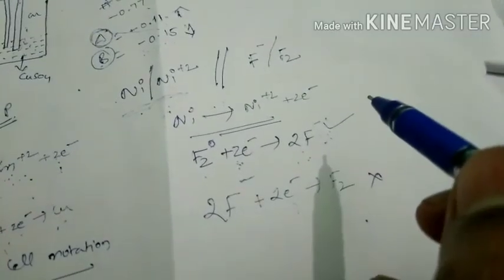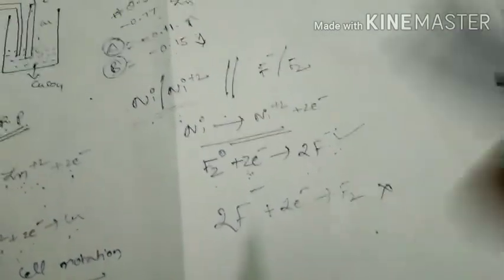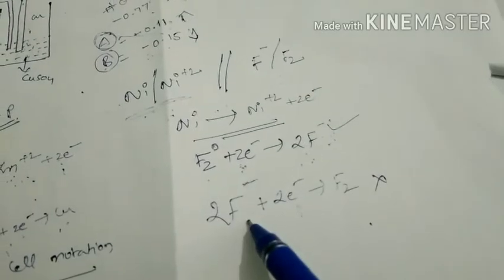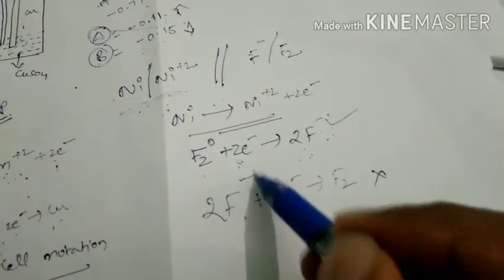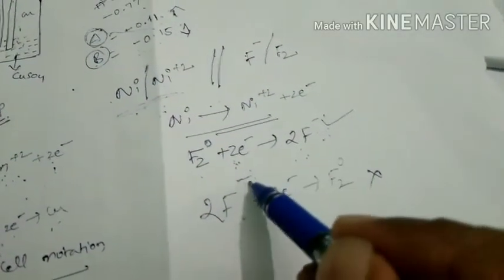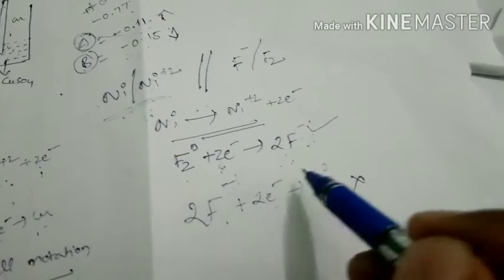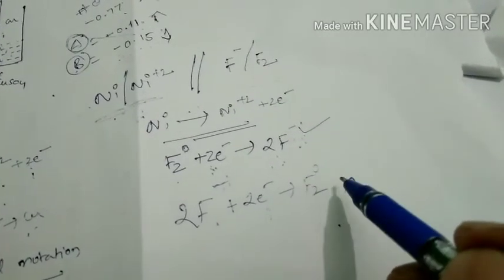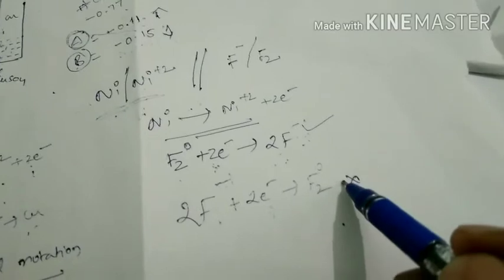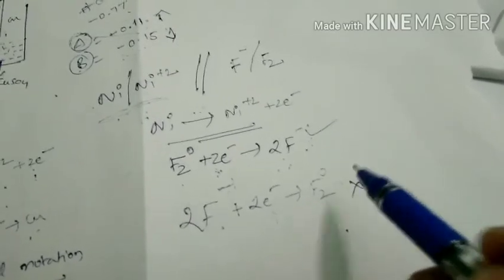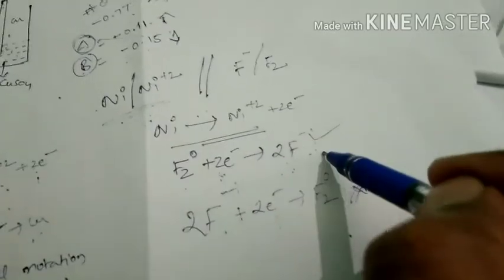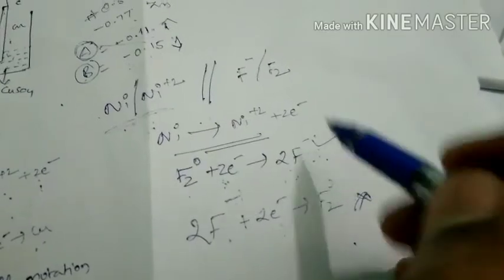In case the oxidation state increases, suppose you take this one, here -1, here 0, that means the oxidation state increases from -1 to 0. So this will not be a reduction reaction, this will be what? Oxidation. So this will be wrong, this will be right. So don't get confused about this one.